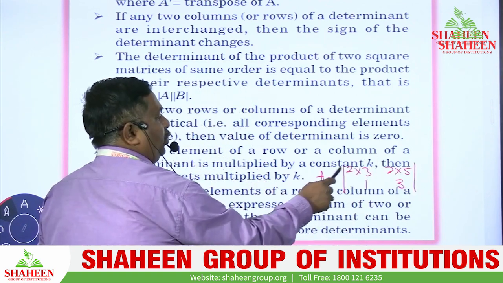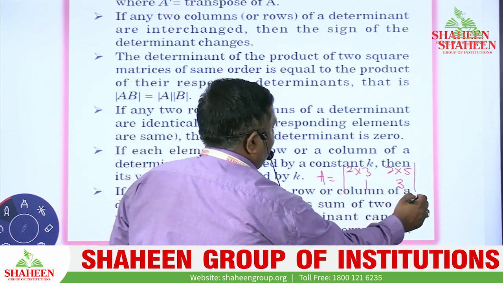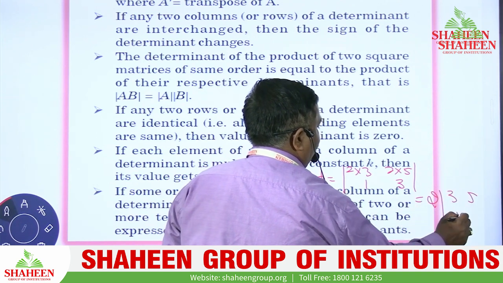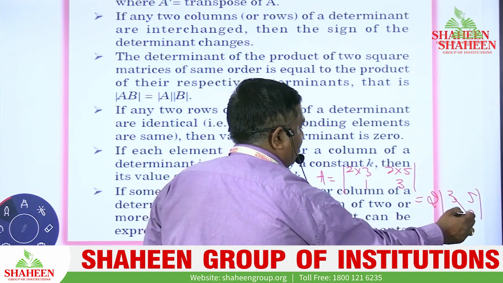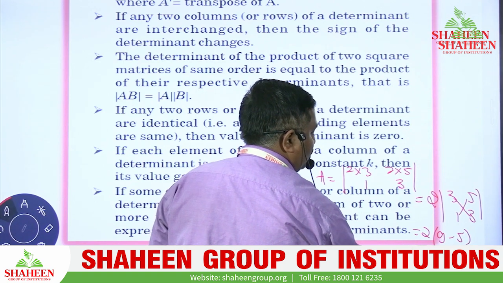Then the first row you can see that common multiplication we have 2, then we can take 2 common outside, then this becomes 3 5 1 3 and 2 into the cross multiplication 3 3 is a 9, 9 minus 5, 9 minus 5 is 4, 4 2 is a 8.